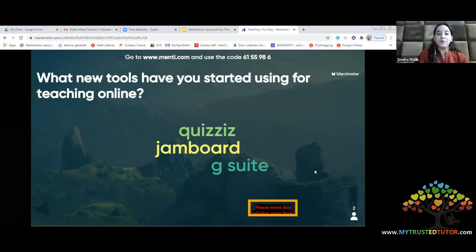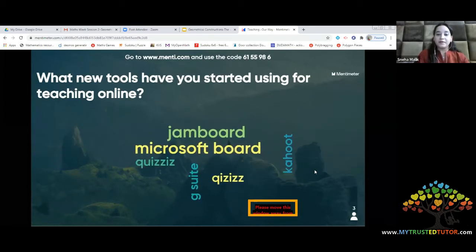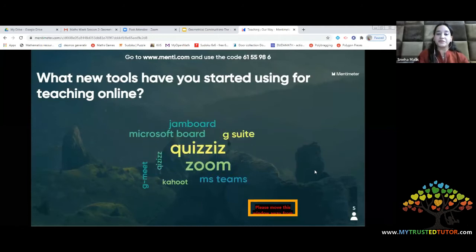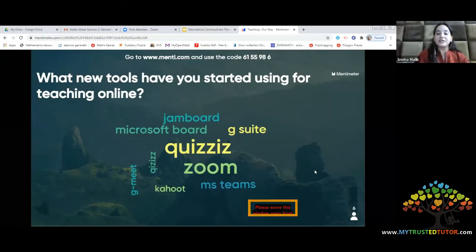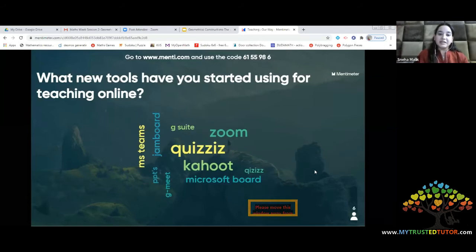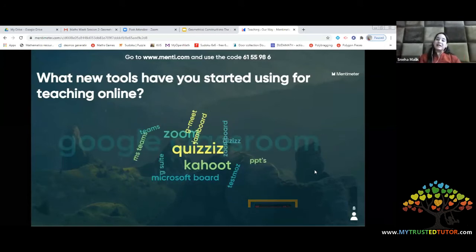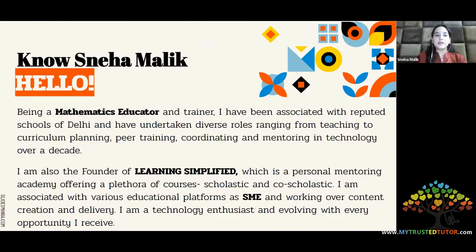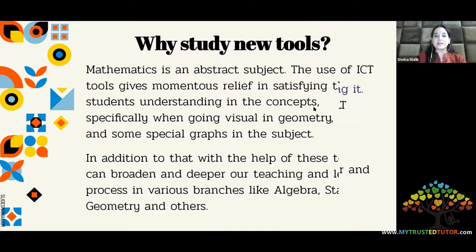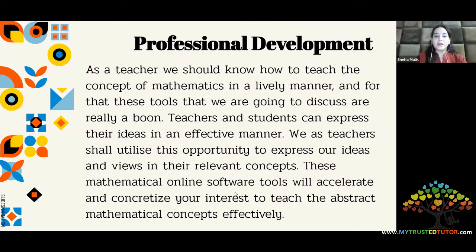Okay, quizzes, Jamboard, Microsoft Board, G Suite, all the tools associated with G Suite, MS Teams, so all the tools associated with Teams, PPTs, PowerPoints, Google Slides, with our activity on Mentimeter, and we saw a lot of tools we learned. So we know why we have to use new tools, because mathematics is an abstract subject, right? And ICT has made a lot of concepts visual. So professional development will help us teach in an effective manner. And online software tools will accelerate and concretize our interest to teach the abstract concepts effectively.